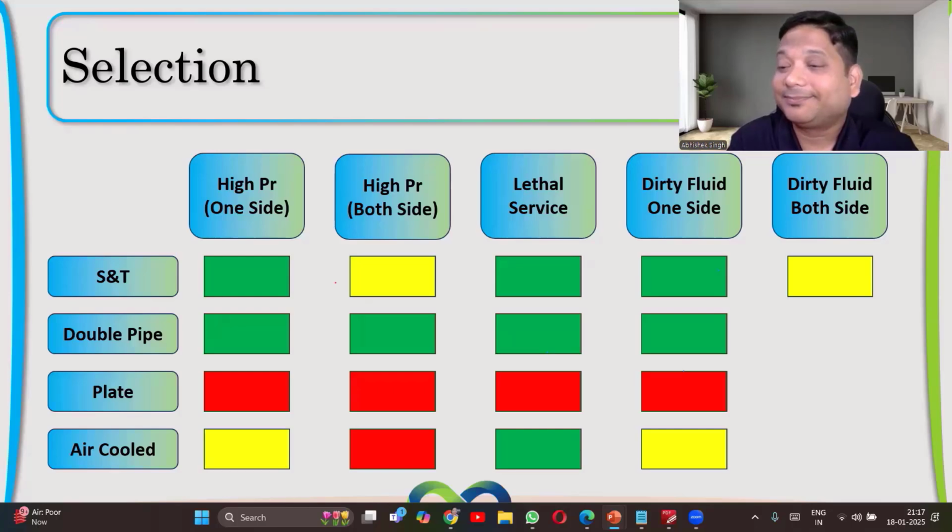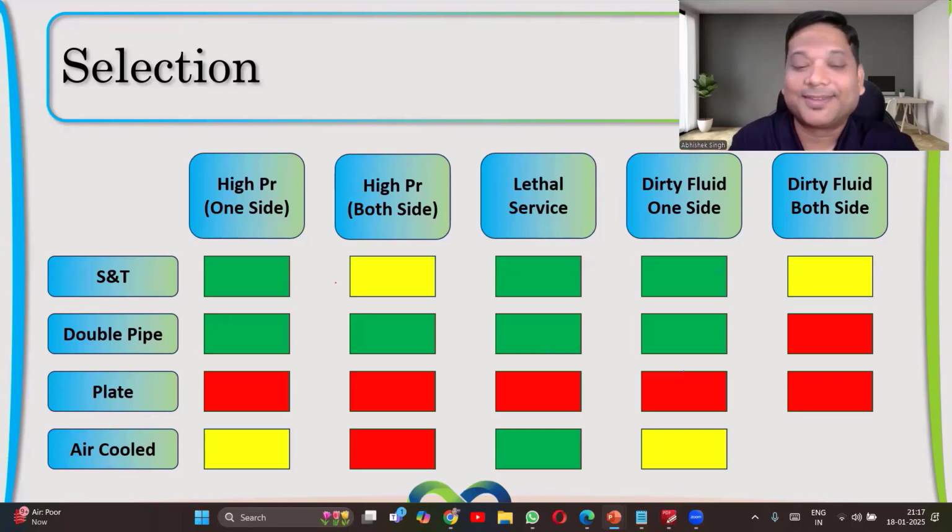Double pipe. In double pipe, can I have dirty fluid in both the sides? Remember, only one side is cleanable in double pipe. So it's a red. We cannot have. There is no choice. Okay. For plate, there is no point for guessing. It is going to be red because for one side also it's red. Air cooled, it does not have an option. Okay. Basically, it's not applicable. That should be the right answer. Yes, giving red, but basically not applicable.